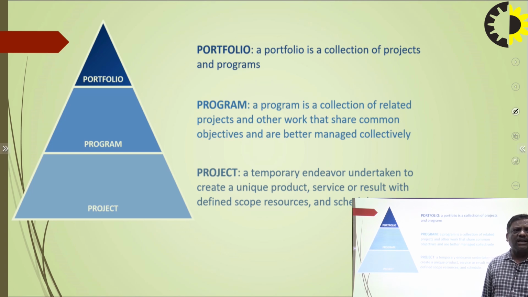And a program is a collection of related projects. Related projects share a common objective and are better managed collectively. And a project is a temporary endeavor undertaken to create a unique product, service or result with defined scope, resources and schedule. So these are the basic differences between portfolio, program and projects. A portfolio aligns a number of projects on a priority basis, and that is the responsibility of the steering committee or the project manager.